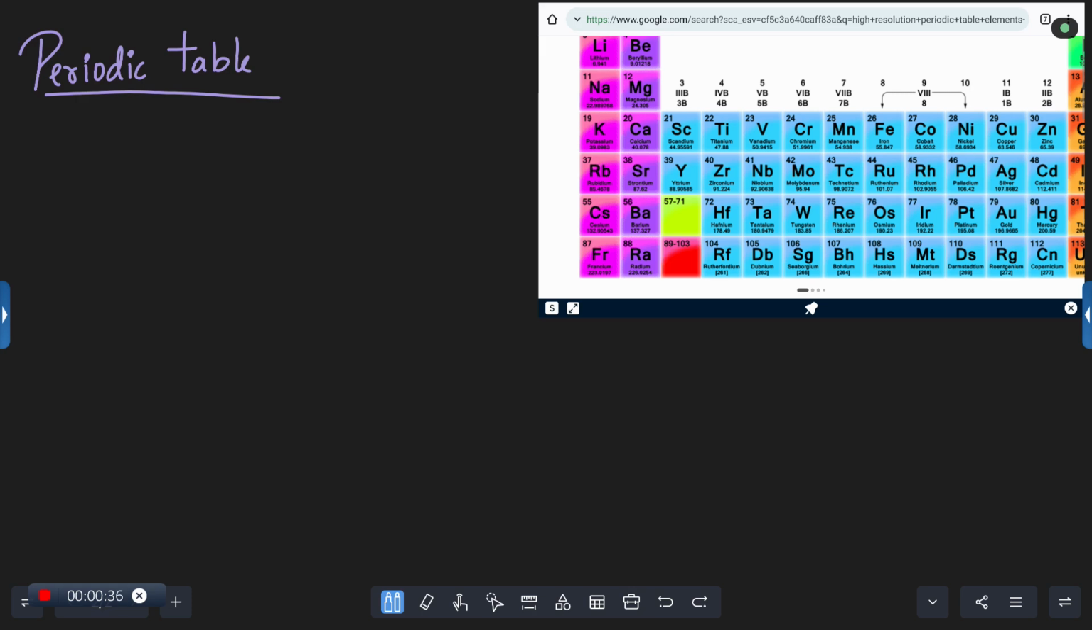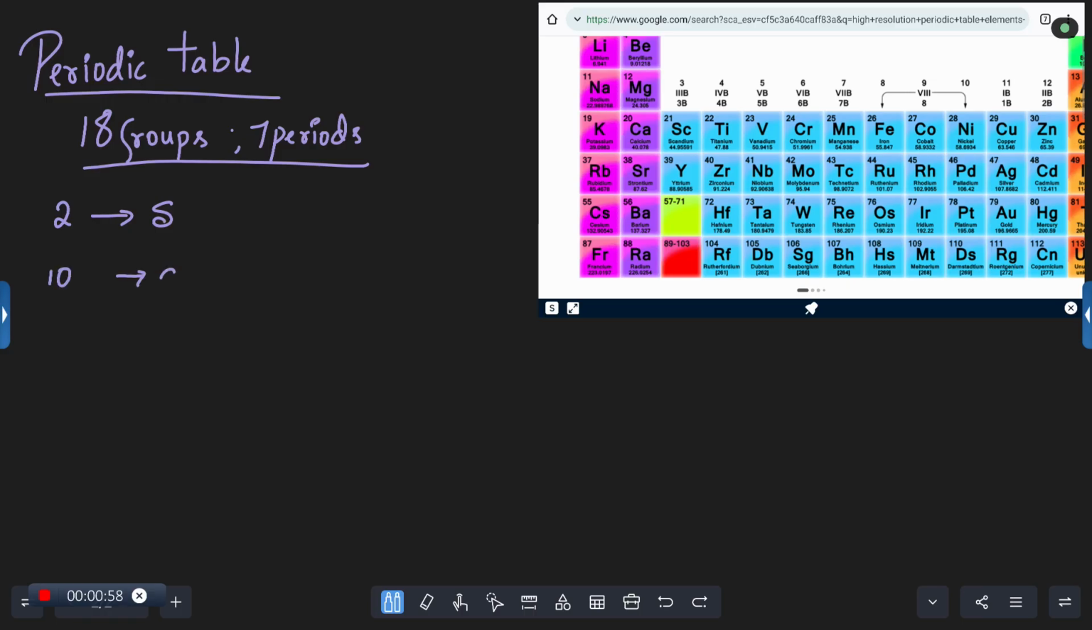Total how many groups do we have? We have 18 groups and 7 periods. Under the first 2 groups, you have S block, and the next 10 groups are D block, 6 groups are P block, and the next 14 groups are F block. So it is based on the number of electrons in each of the orbitals, right?